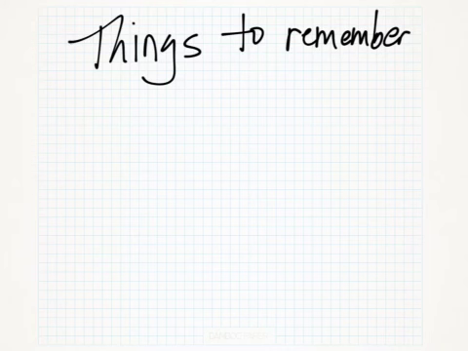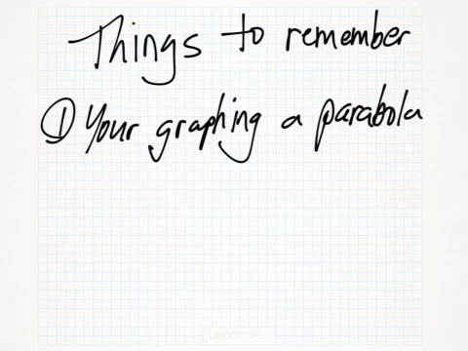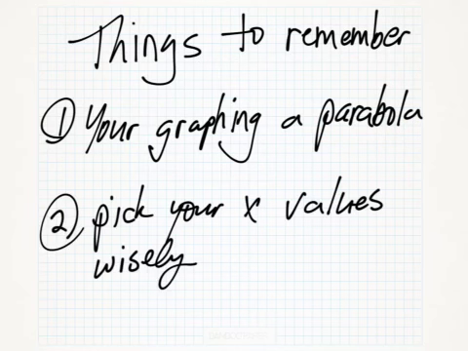So, things to remember for a quadratic function. You're graphing a parabola. It's not a straight line. And also pick your x values wisely. You don't want to pick numbers that are too big, making it difficult to graph. Now, for your parabolas, sketch them the best you can. It's not as easy to do as linear functions because there's a little bit of interpretation for them. But they should go through those points that you graph on the coordinate plane.